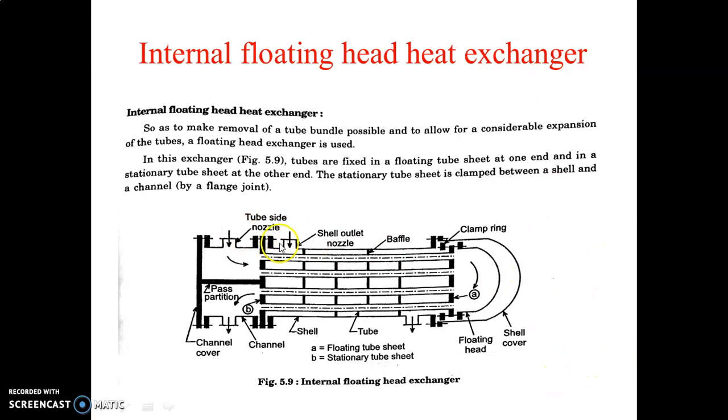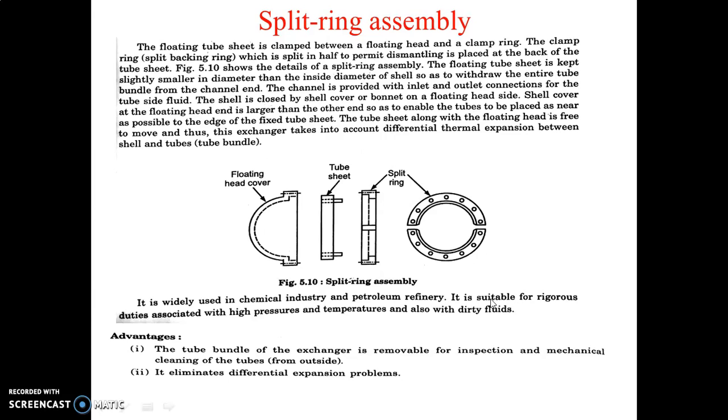The remaining parts, the baffles, pass partition and channel covers, are as they are, and their functions are the same. Only the difference is here: one is a floating tube sheet and the other is a stationary tube sheet, with the floating head and this shell cover. This type of heat exchanger is generally used in the chemical, petrochemical and refinery industries, for high pressure and high temperature, or you can also use it for dirty fluids.